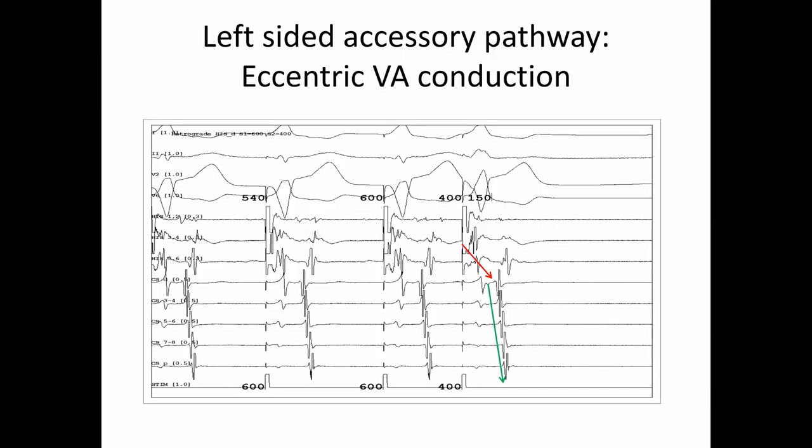So there are alternatives to retrograde conduction, and the main one to be aware of is eccentric VA conduction. We said the normal is to go from CS prox to distal, from the midline outward. Eccentric is just the opposite, from the outside in. Obviously this would happen if there's an accessory pathway in the left lateral position.